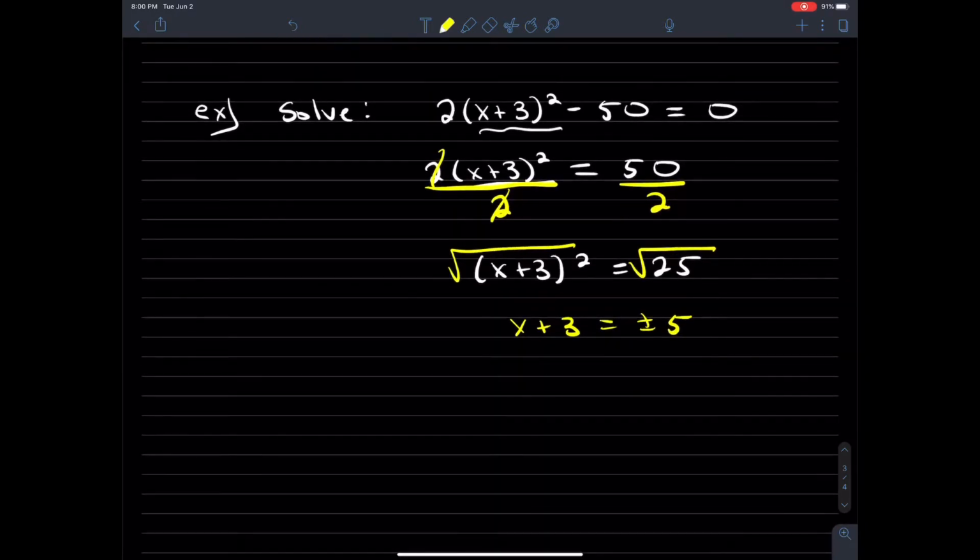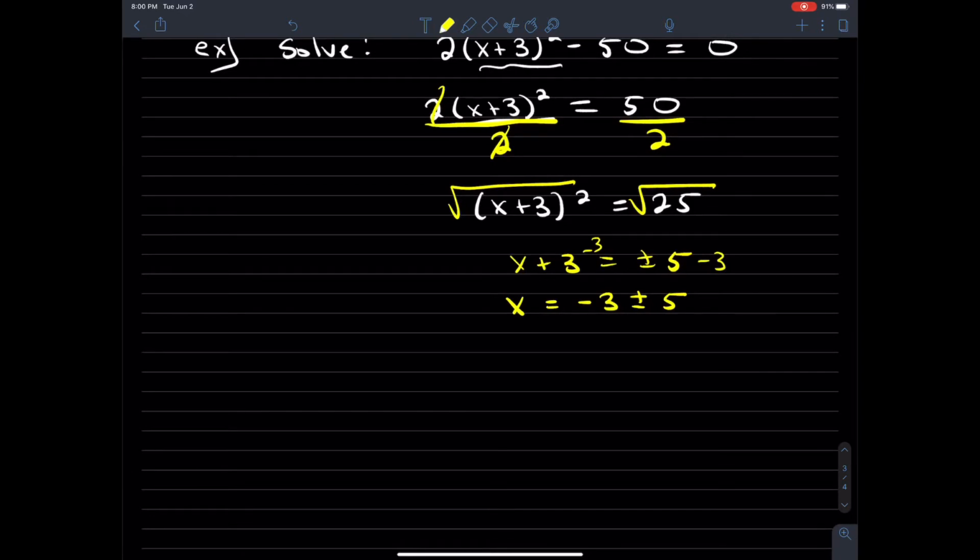So again, I'm going to subtract 3 on both sides. It becomes a negative 3 plus or minus 5. So I can put it in the front. Subtract 3, I subtract 3, but the negative 3 can be put in the front. It just looks better.